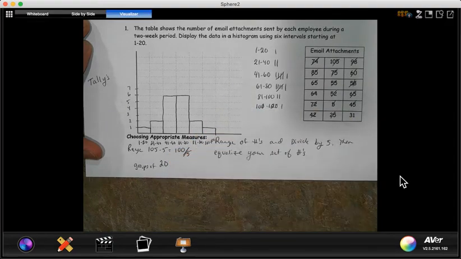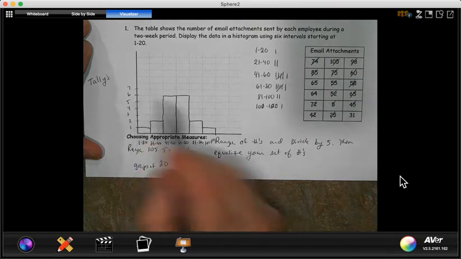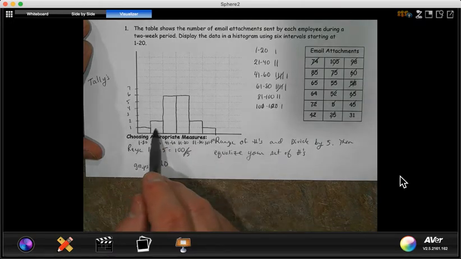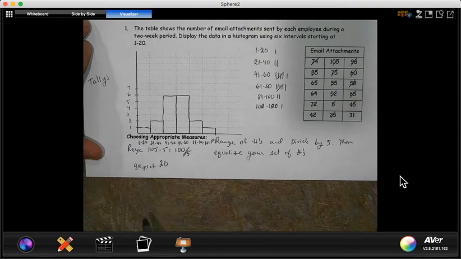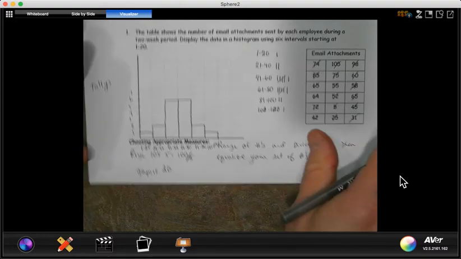Okay? So the bar chart is called a histogram. Notice there's no gaps. We just connect all the bars. So there's no holes. Your tally goes on the left and your range goes on the bottom, and that's called a histogram. Okay? All right, let's do another one.